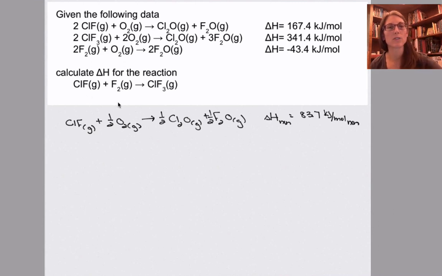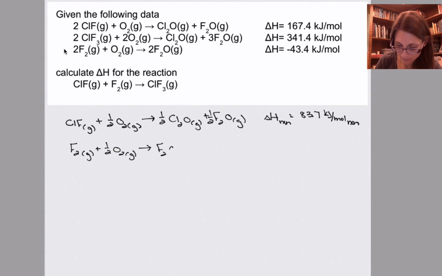Let's do the second one. So I want to get 1 mole of F2. Looking at the equations up above, I see that this third equation has the F2 in it. But again, while it is on the proper side of the equation, it does not have the right coefficient. So I'm going to take that third equation and I'm going to multiply everything by a half. And when I multiply the equation by a half, I multiply the value of delta H by 1/2.